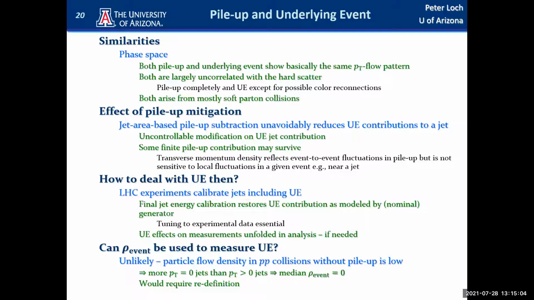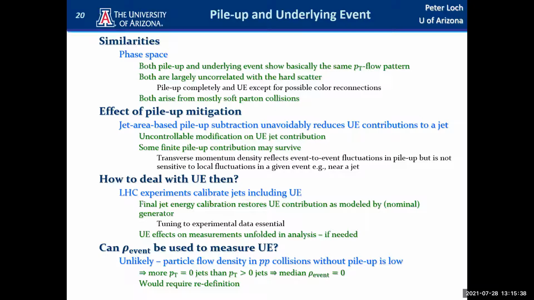As with all of these methods, after the jet area-based subtraction of pileup, you have some finite pileup survive. You have lost some of the underlying event or all of it. So the problem of this particular method is really that the transverse momentum density we use reflects the event-to-event fluctuations in pileup, but it's not sensitive to any local fluctuations in a given event. For example, what happens very near a jet.